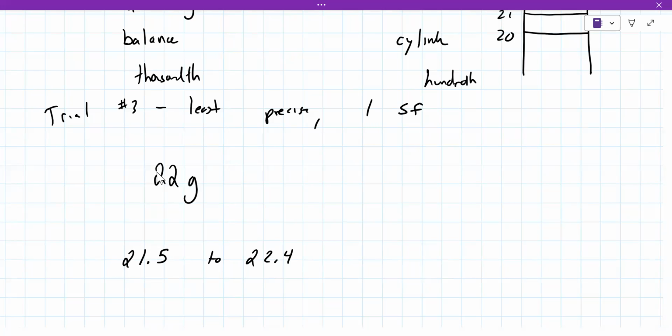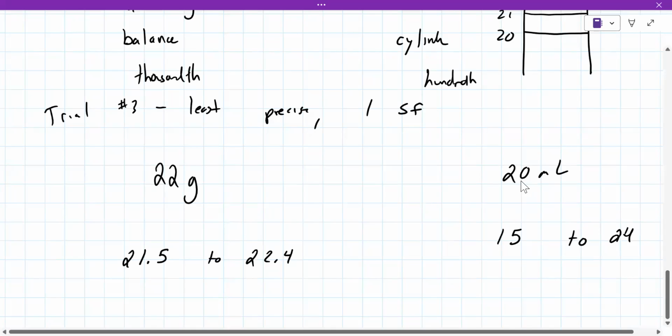And then the same thing on the 20 milliliters. This one's even worse. We don't know whether this is 19. Because it's one significant figure, it could be anywhere from 15 to 24 milliliters, because these both would round to 20 potentially.